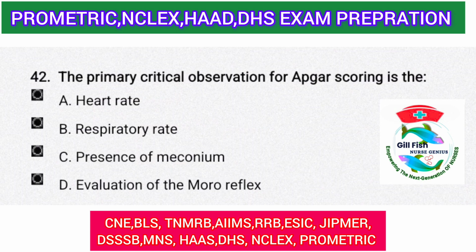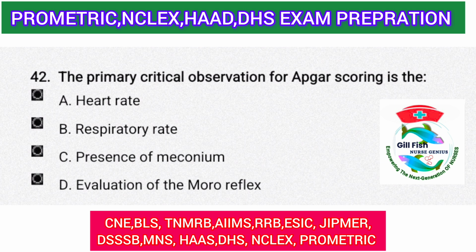Next question. The primary critical observation for Apgar scoring is option A, heart rate. Option B, respiratory rate. Option C, presence of meconium. Option D, evaluation of the Moro reflex. So what is the correct answer here?